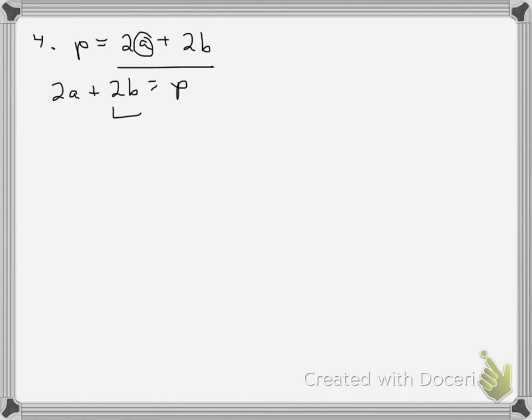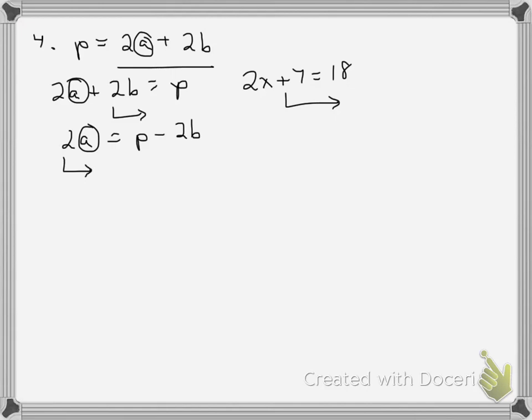I'm going to subtract this, just as if I had 2x plus 7 equals whatever, and I would subtract that. I'm going to subtract this. I'm going to be left with 2a equals p minus 2b. And then I'm still trying to solve for my a. So I'm going to need to take away the 2 by dividing both sides.